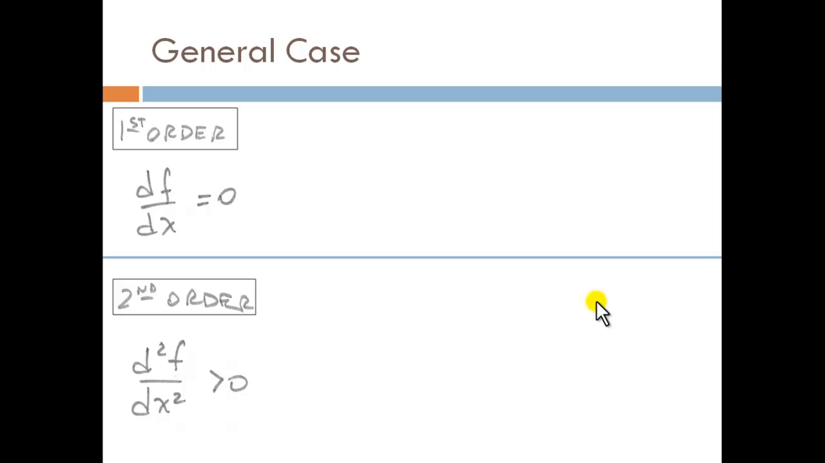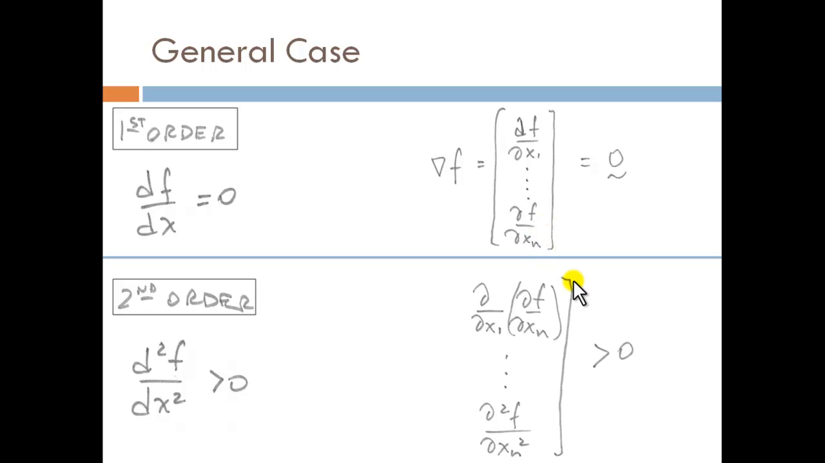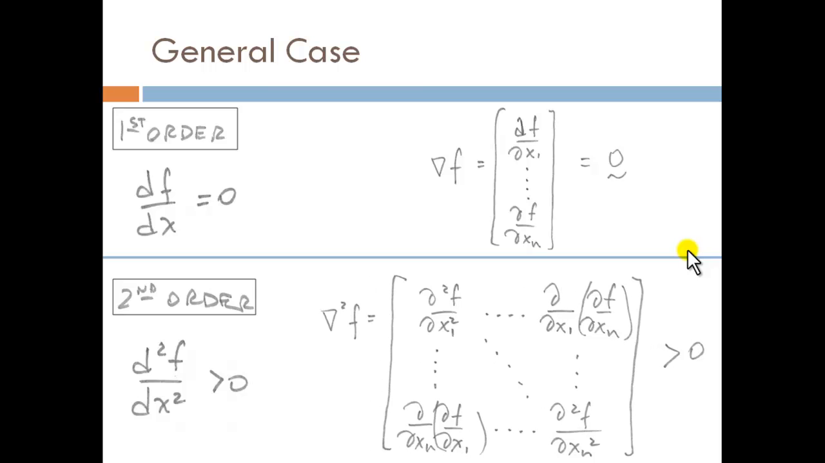I want to extend this to multiple dimensions. On the right, we have the del of f, which is equal to the partial of f with respect to x1, and we fill out this column vector until we get to x sub n. For the second order condition, we develop this matrix where we have d squared f over dx1 squared.